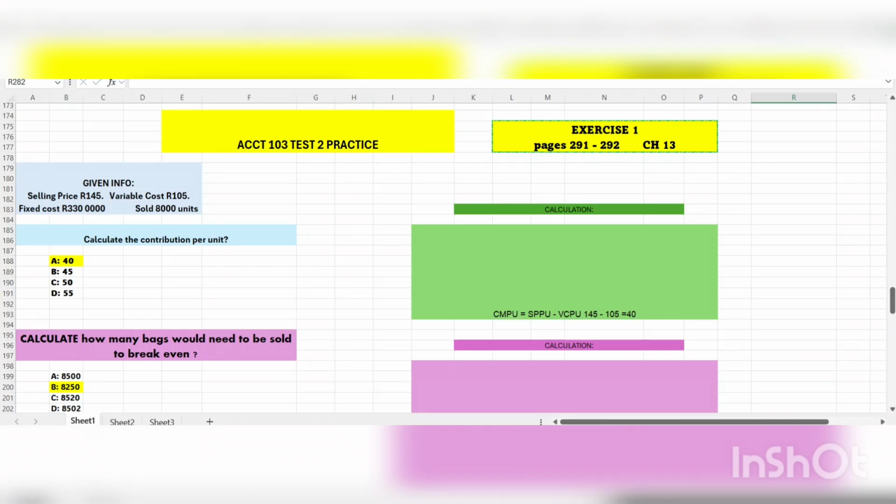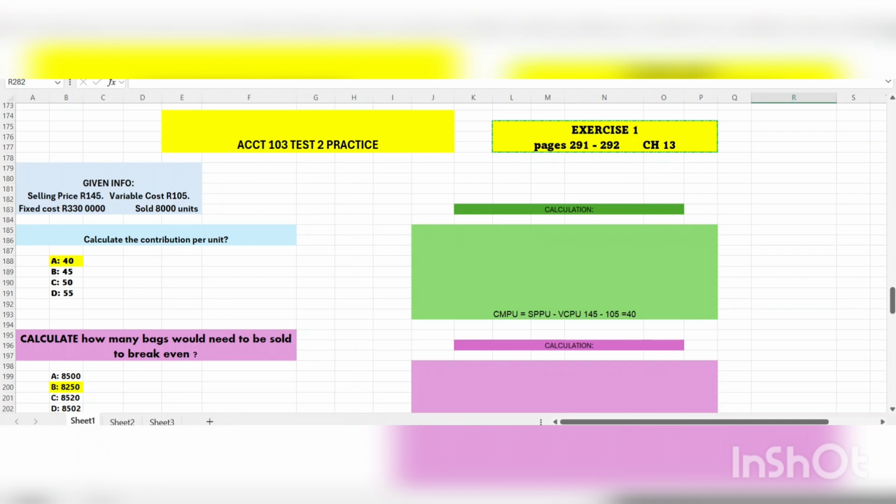Hey guys, so today we're going to do exercise 1, pages 291 to 292, which is found in chapter 13. So firstly, we're given the following information. We have a selling price of 145 Rand and a variable cost of 105 Rand. We sold 8,000 units and our fixed cost is 330,000 Rand.